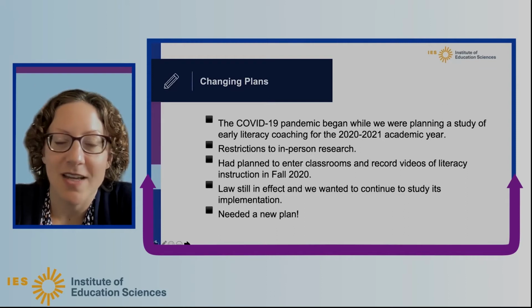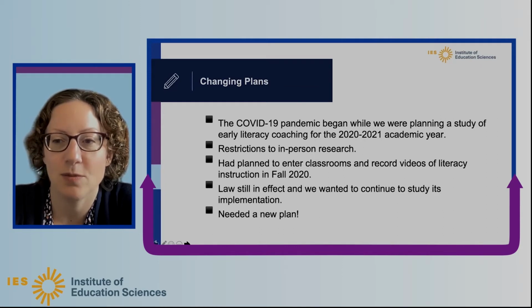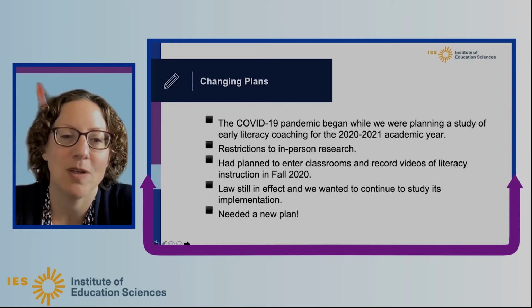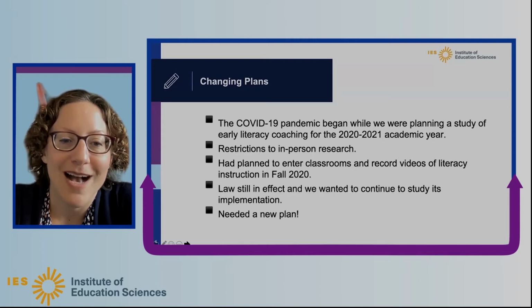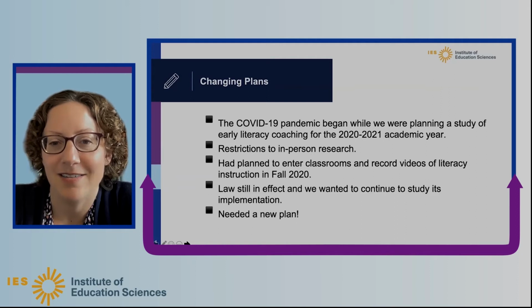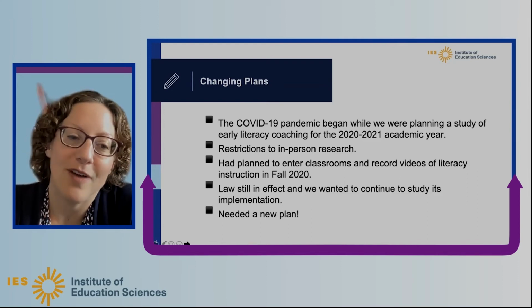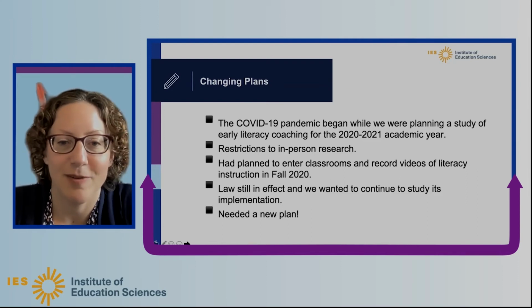So the challenge we faced was that our Michigan reading law was still in effect and still impacting classrooms. Teachers were still receiving coaching, but we now couldn't go into classrooms to actually videotape and see what was going on. So we needed to either delay our study, which was not great because we're studying the law as it was being implemented, which it still was, or find a new plan. And so we opted for finding a new plan. And that's what I'm going to talk a little bit about today.